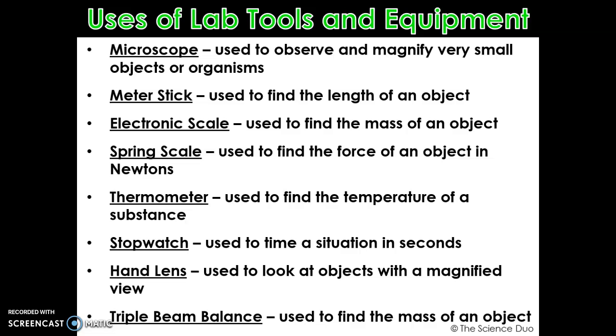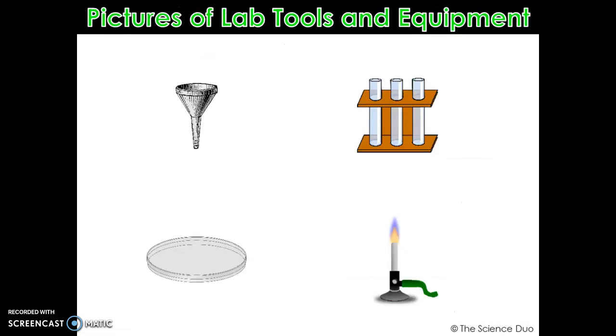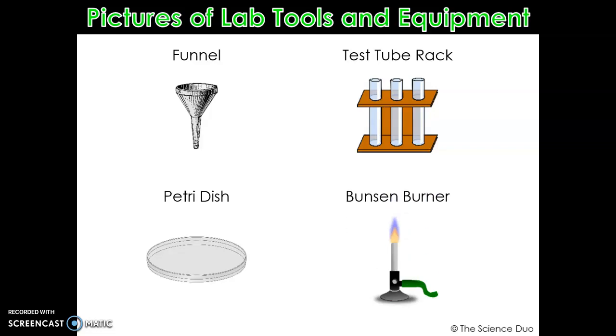Thermometers are used to find the temperature of a substance, so how hot it is, how cool it is. Stopwatches are used to time a situation in seconds, so if you're conducting an experiment and you want to run it for 20 seconds, you can use a stopwatch. The hand lens, again, just magnifies, and the triple beam balance is used to find the mass of an object. Last but certainly not least, we have funnel, test tube rack, petri dish, and Bunsen burner.